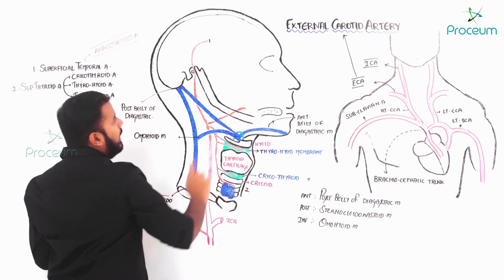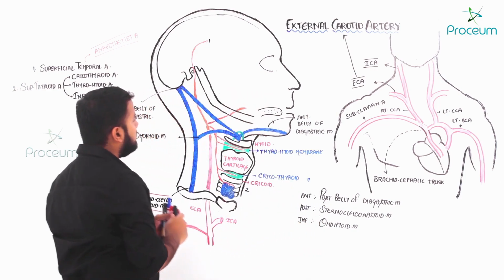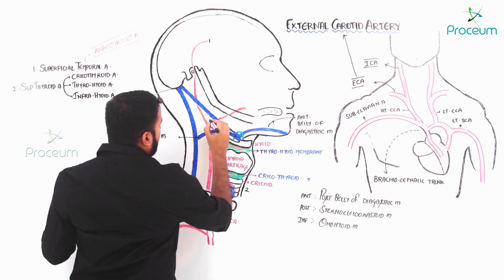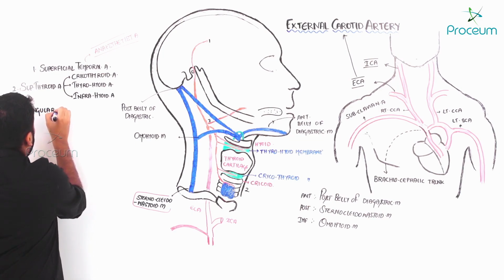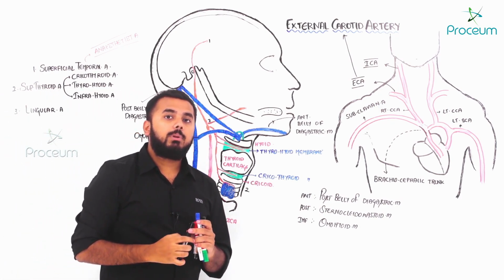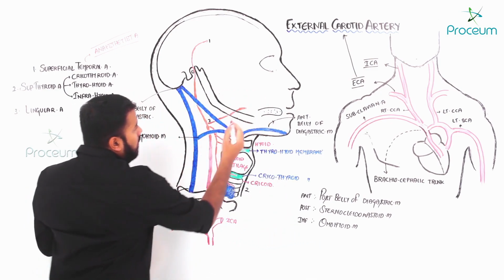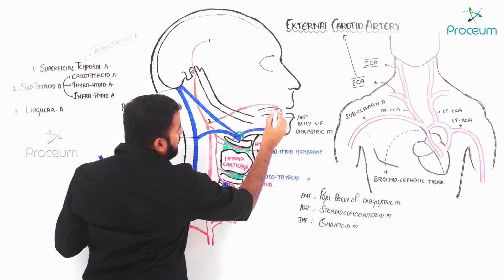Now this artery supplying your tongue, you call this artery the lingual artery. What do you call this? A lingual artery. So can I write it as number 3? Number 3 is your lingual artery. Now, what are the branches of the lingual artery? One branch supplies onto the top of your tongue.